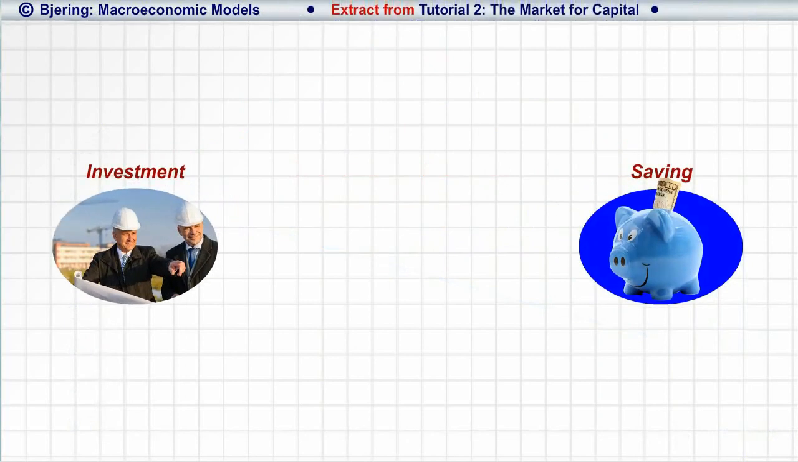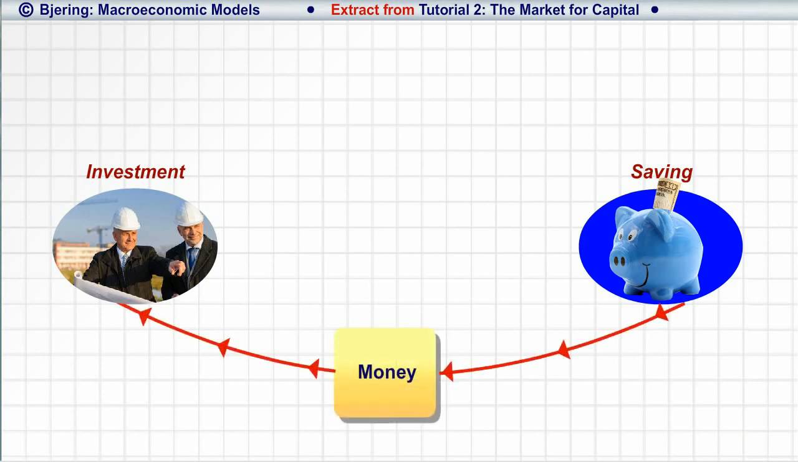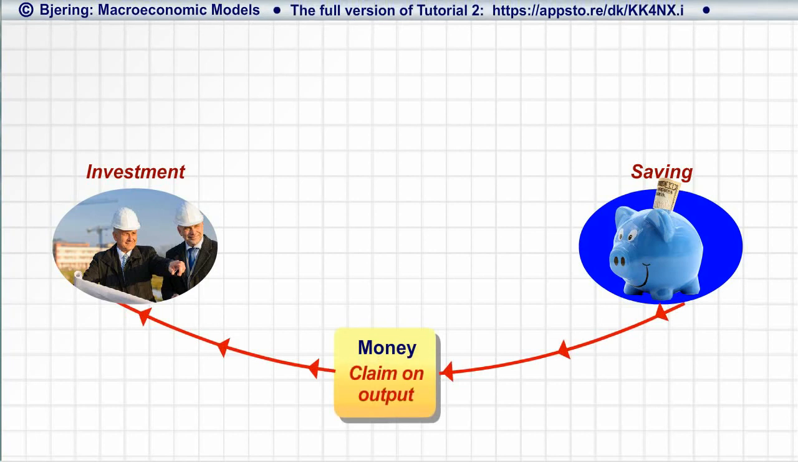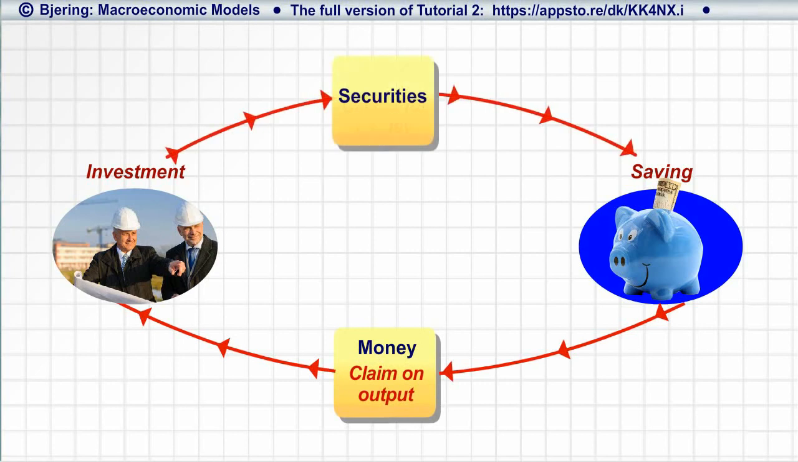Also, we've seen that saving is deferred consumption, and that saving is a precondition for investment. However, since savers only wish to defer consumption for a limited period of time, we can think of saving as a loan of claims on output from savers to investors. Thus, in practice, savers transfer money, that is, immediately redeemable claims on output, to investors against securities, that is, against claims for repayment of loans.